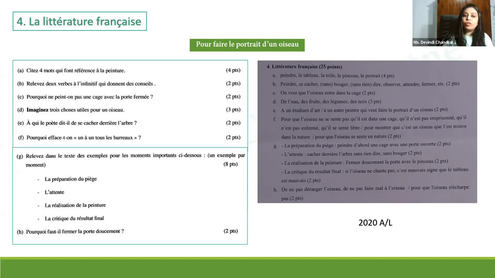Actually, it's not about giving marks. They will appreciate your writing, and they won't give marks very randomly, very often.